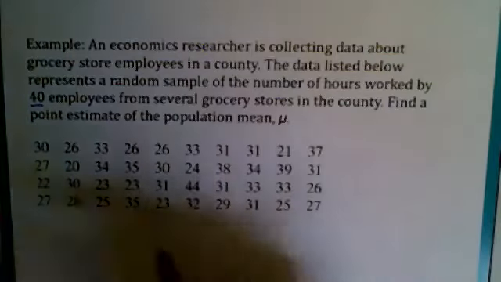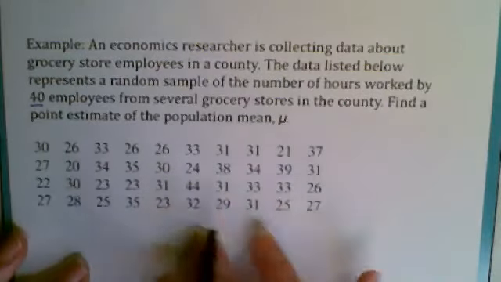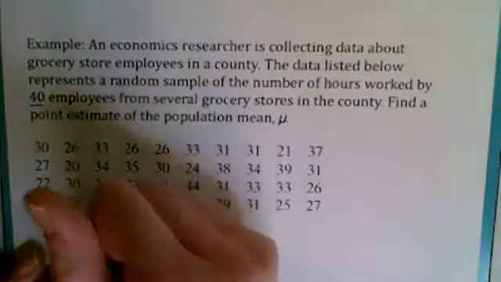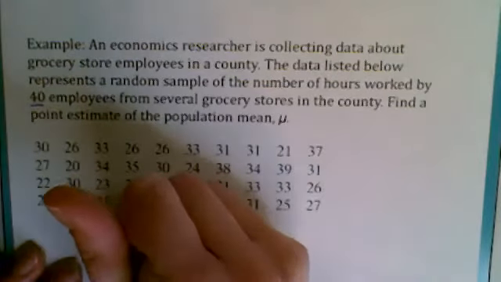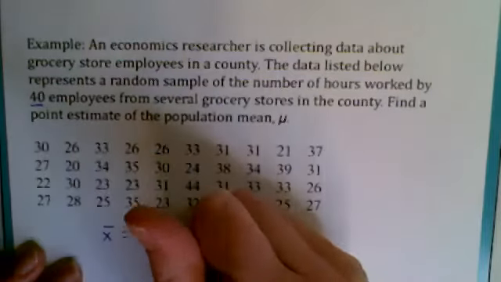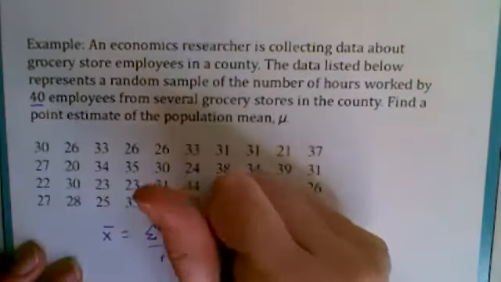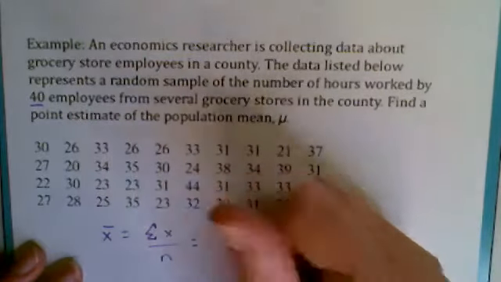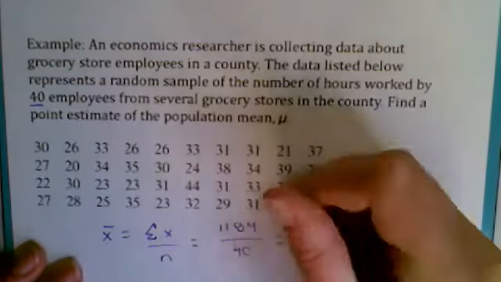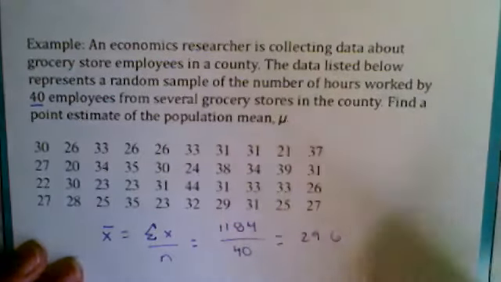You can also just simply add up all of these values here. That's probably a little bit faster than typing them all into the list. So we're going to find the mean by adding up all of our x's and dividing it by our total. If I add up all of my x's, I'm going to get 1,184, and I'm going to divide that by my 40 employees, which is going to give me 29.6.